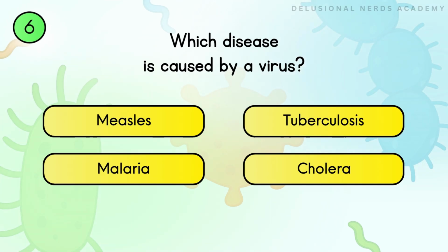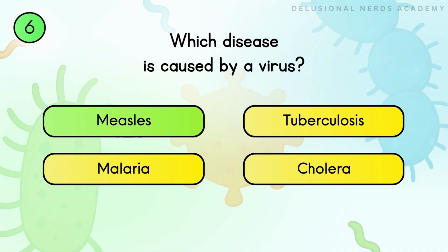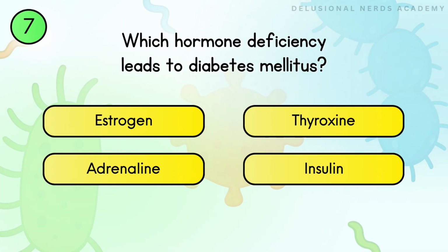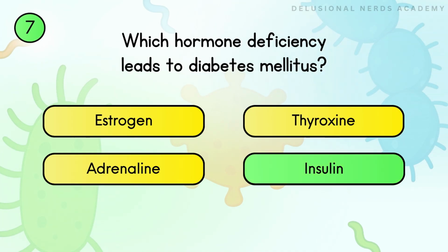Which disease is caused by a virus? Measles is a viral infection. Which hormone deficiency leads to diabetes mellitus? Insulin is the answer.